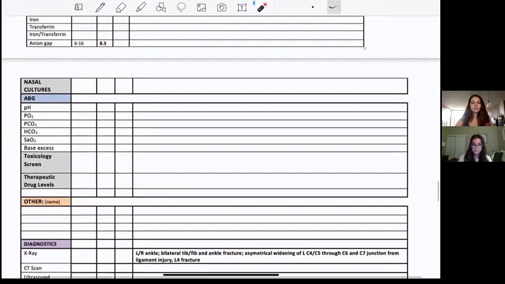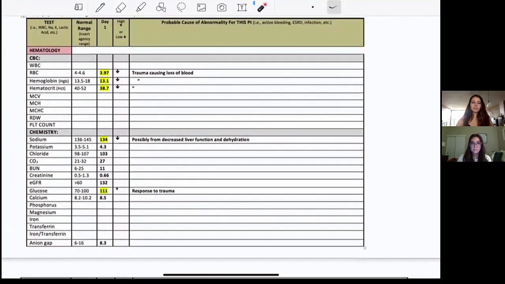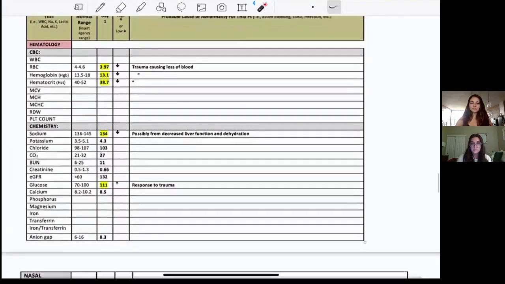And these values, these ranges are per hospital policy. They're different amongst different hospitals. Different hospitals are more worried about different values or more conservative than others, but your textbook is what you'd use for your exams in class.